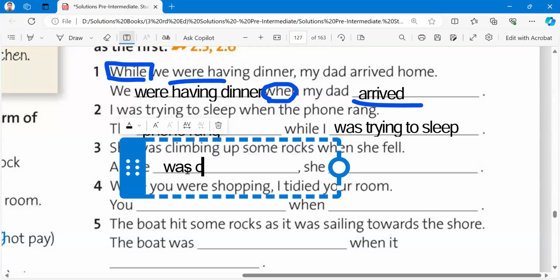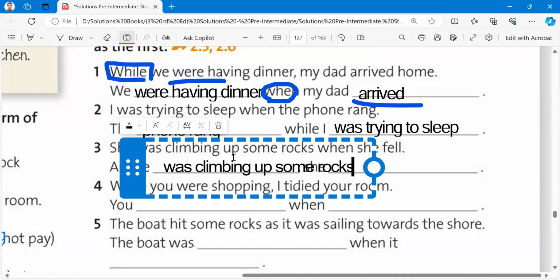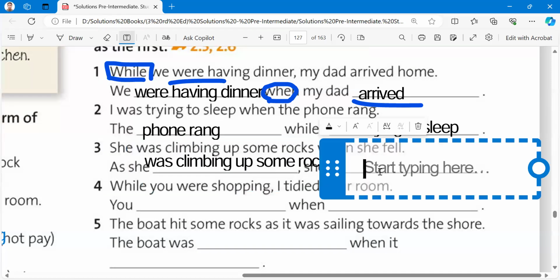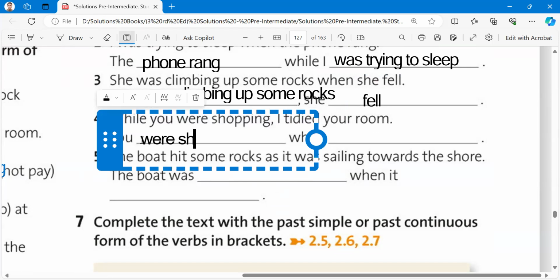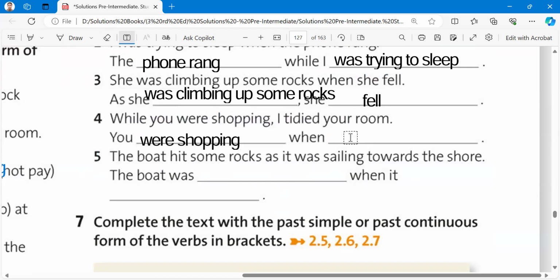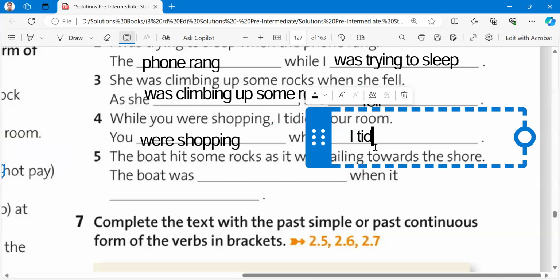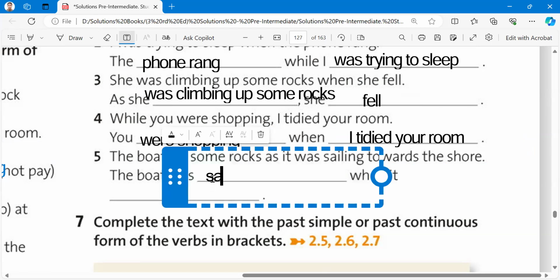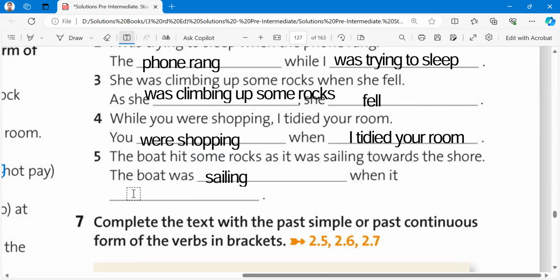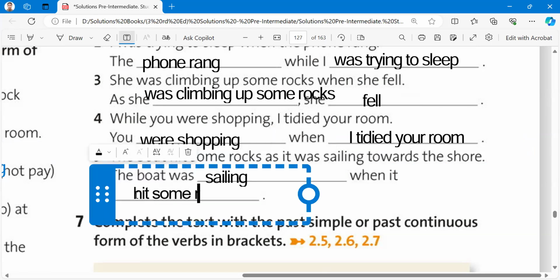She was climbing up some rocks when she fell. As she was climbing up some rocks, she fell. While you were shopping at Ideal, when I tidied your room. Tidy means to clean it. The boat hit some rocks as it was sailing towards the shore. The boat was sailing when it hit some rocks.